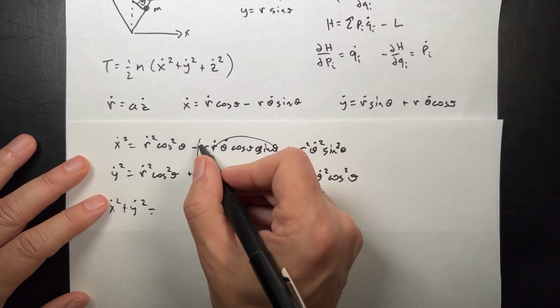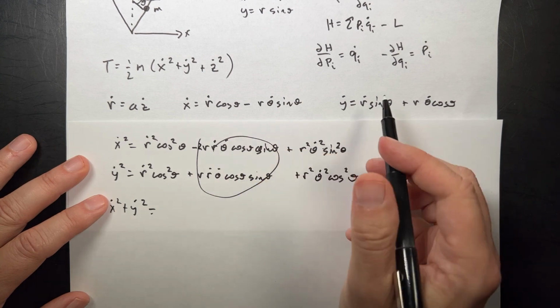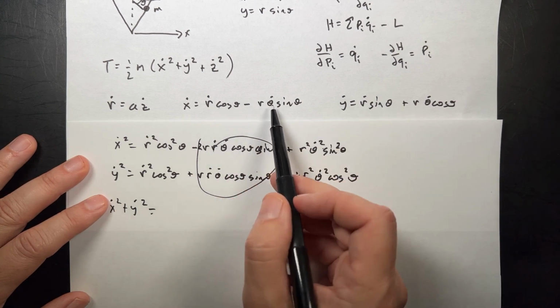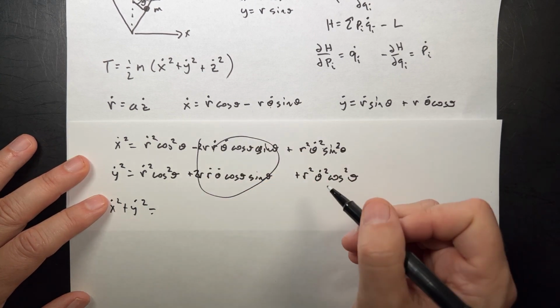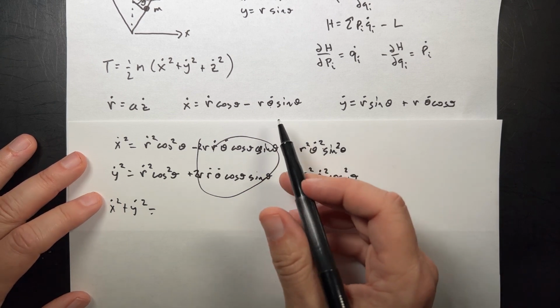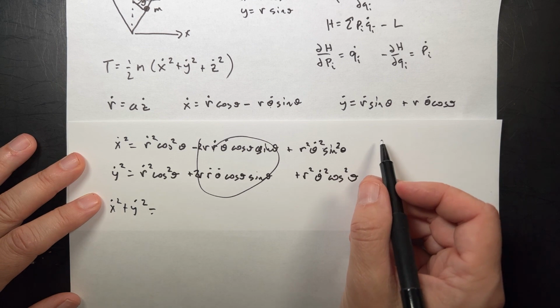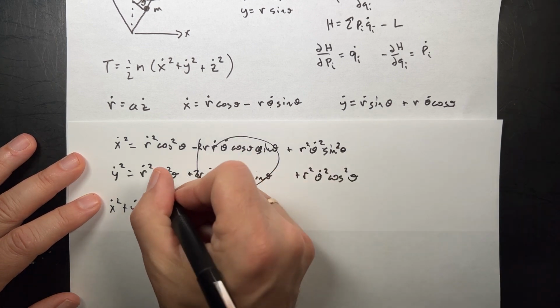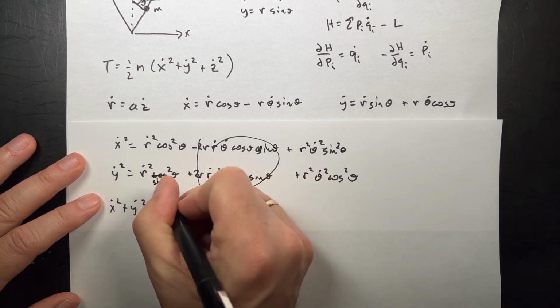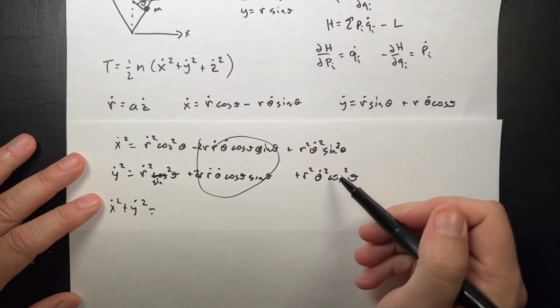Oh, there's a 2. Isn't there a 2? It doesn't really matter. I get this times that. Yeah, there's a 2. It doesn't matter. These two terms I can sine. That was 2 mistakes there. Sine squared theta. Okay, I got it right up here.